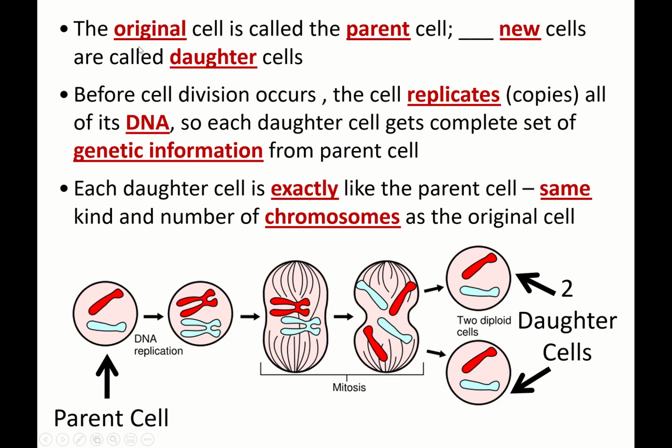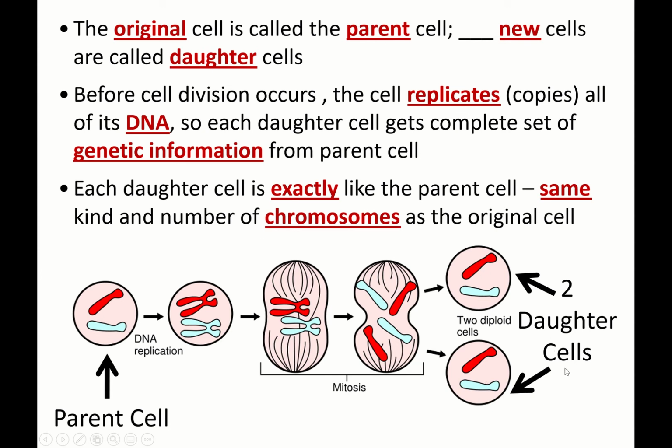Now the original cell, the first cell, is called the parent cell. That's down here. You see that the first cell is the parent cell. Two new cells are called daughter cells. So this blank right here is just the number 2. Two new cells are called daughter cells. You can see right here, here are the daughter cells.